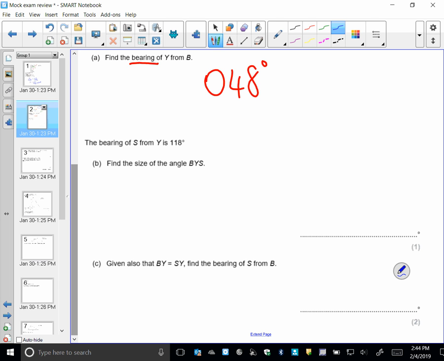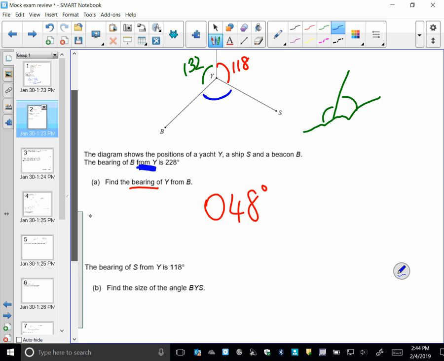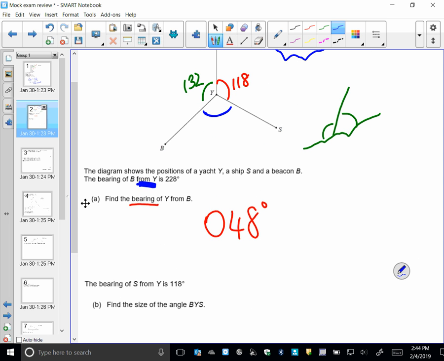Given also that BY equals SY, find the bearing of S from B. Of S from B. So from B means we draw a north line here. If they've told us that these two lines are equal to each other, it means that we've just formed here what kind of triangle? An isosceles, yes? And what was this number? 228 was the whole thing. Alright, so what's this angle here? 110. So that was 110.